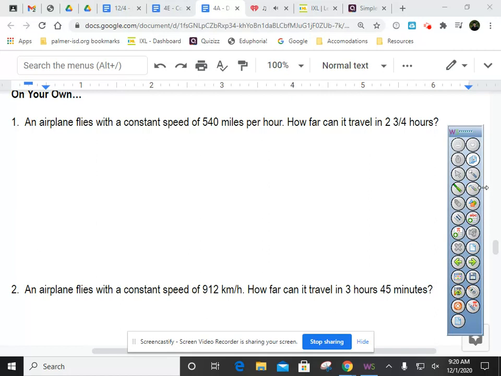Look at number 2. An airplane flies with a constant speed of 912 kilometers per hour. How far can it travel in 3 hours and 45 minutes? What does that look like? 3 point what? Why is it not 3.45? Because an hour is not 100. That's right. 45 minutes is 3/4 of an hour. It's 3.75.